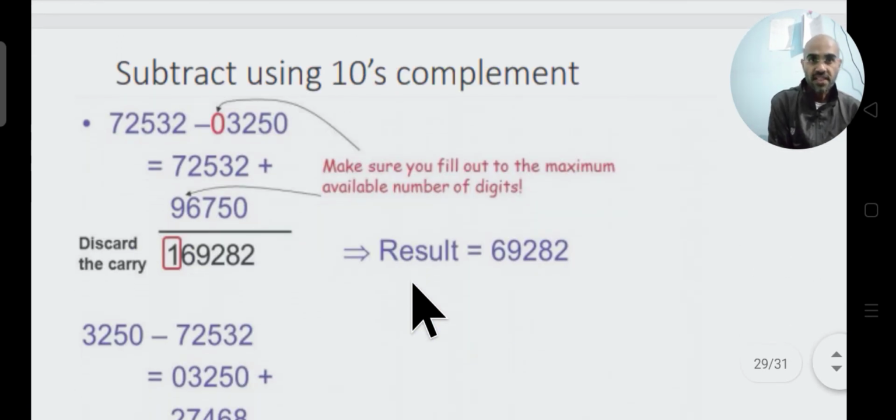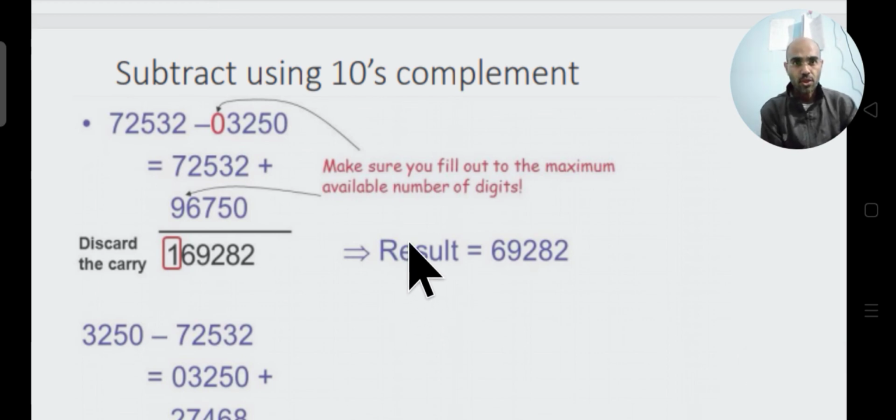Let's say, subtract using tens complement. So the two numbers given are 72532, and we have to subtract 3250 from 72532.